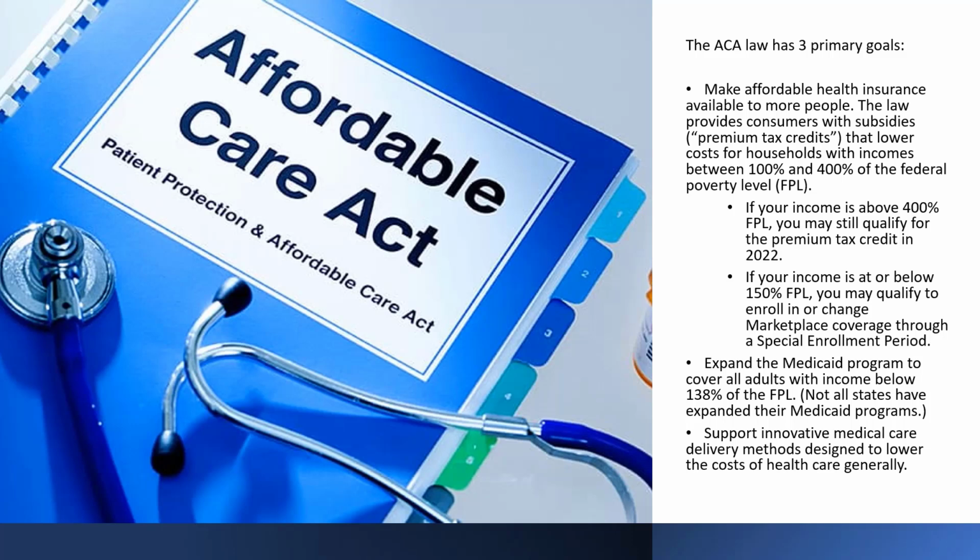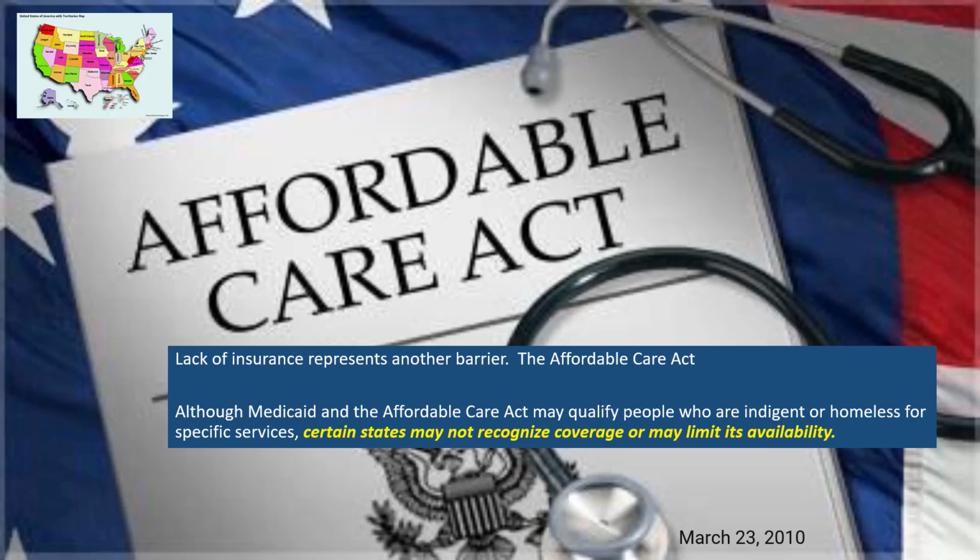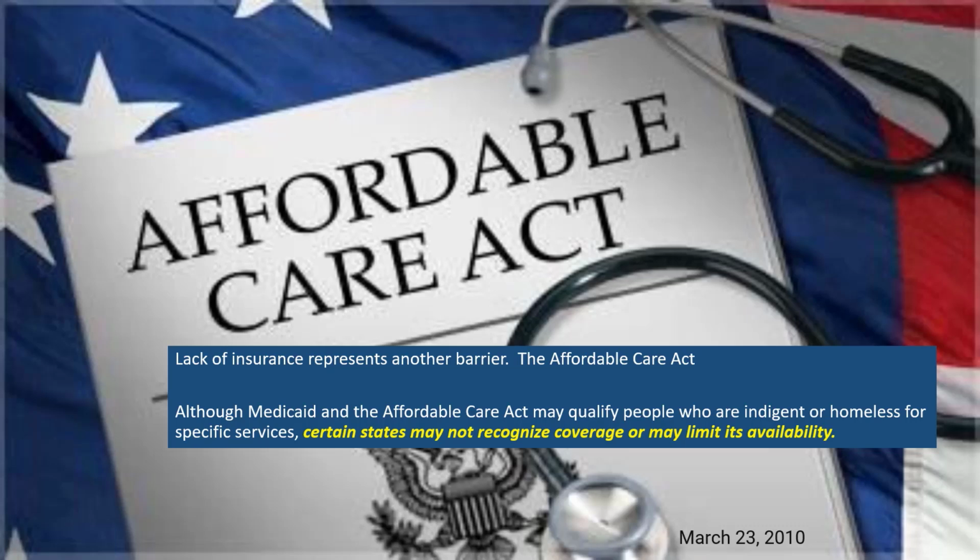And the Affordable Care Act has three primary goals. The first is to make affordable health insurance available to more people. That does not say all people, but more people. The second is to expand the Medicaid program to cover all adults with incomes below 130% of the poverty level. It also wants to support innovative medical care delivery methods designed to lower the costs of health care generally, however it is being provided. As we stated earlier with the Affordable Care Act, certain states may not recognize coverage or may limit its availability to their state population. This includes the homeless and the poor.